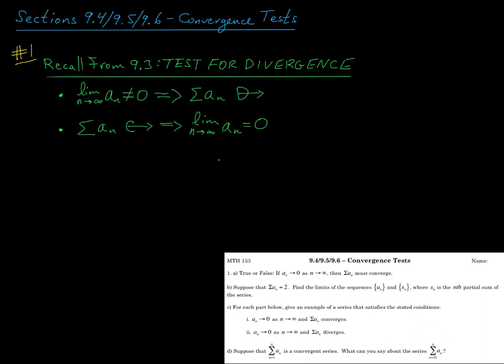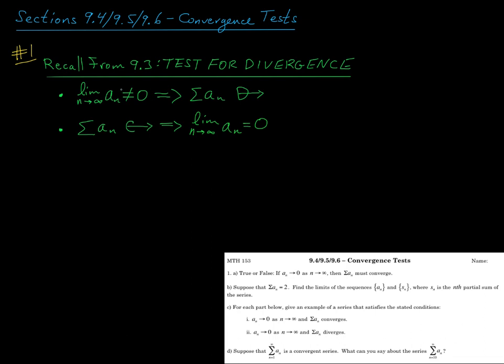Okay, we're going to kick things off by looking at the first problem on the worksheet, which is actually a nice recap of a number of things we looked at towards the end of section 9.3. To begin, recall what we referred to as the test for divergence. There we saw that if a sub n does not approach 0 as n approaches infinity, then it must be the case that the series of a sub n diverges.